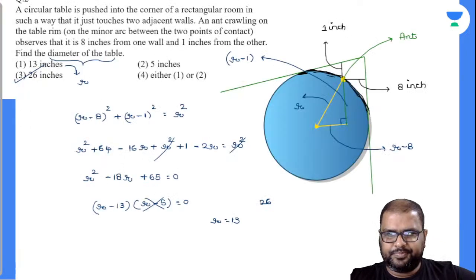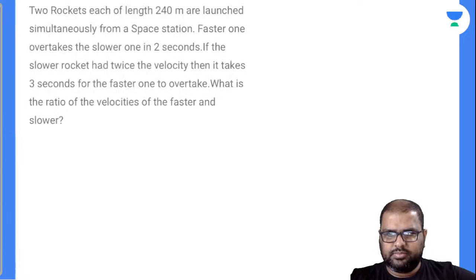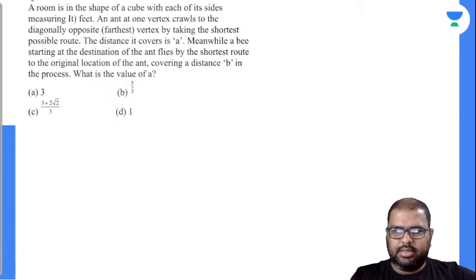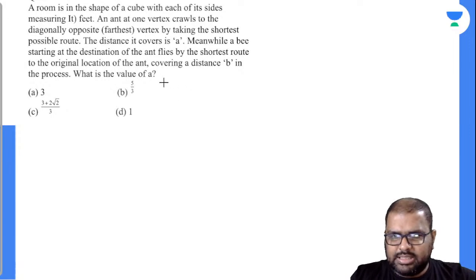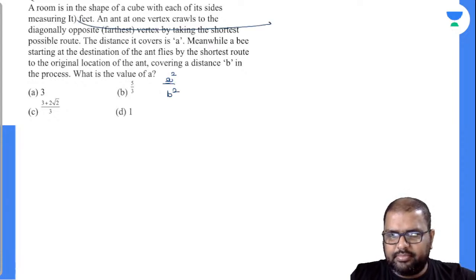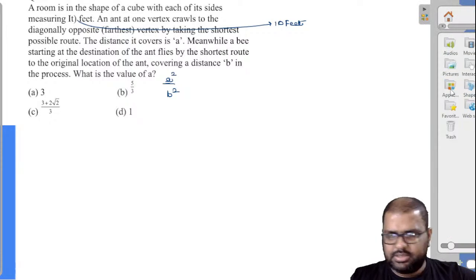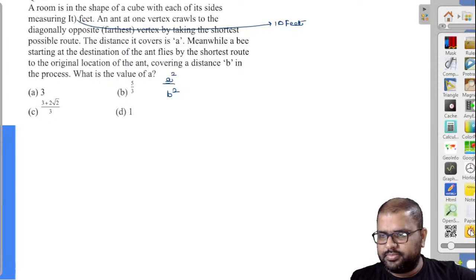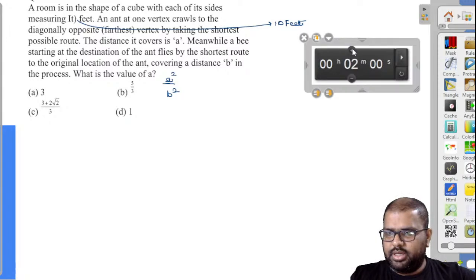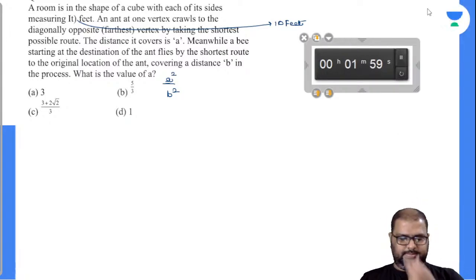Let's see one more question here. What is the question asked here? A square by B square, and this is 10 feet. Now try it. I'll be giving you 2 minutes for this. Try this. Ant and fly concept.